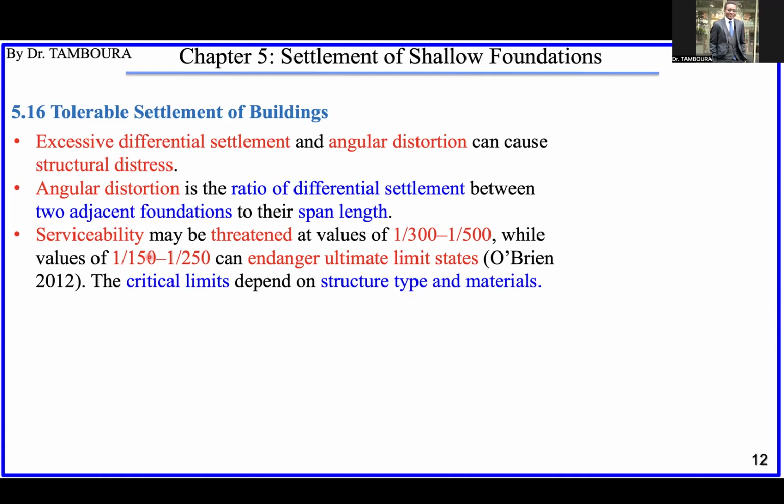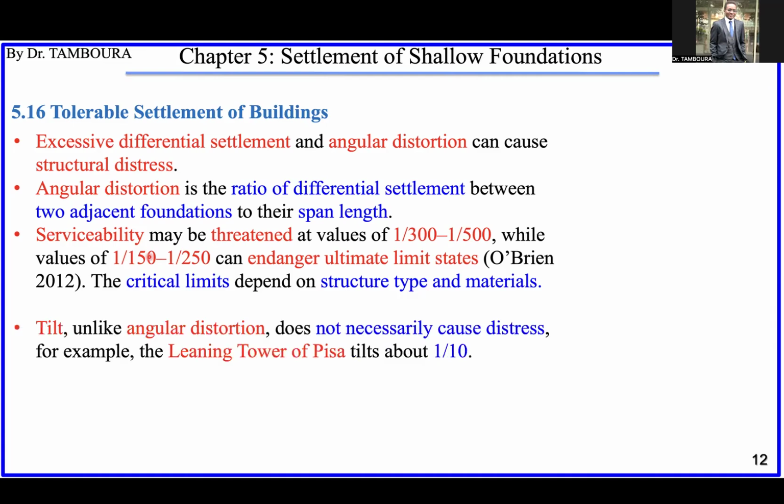Okay, so if you are dealing with, for example, a hospital, maybe it needs to be safe, so the expectations are very high. Okay, and depending on the type of material you are using, steel or concrete, reinforced concrete, or wood. Okay, depending on the material you are using. Okay, this was about angular distortion.